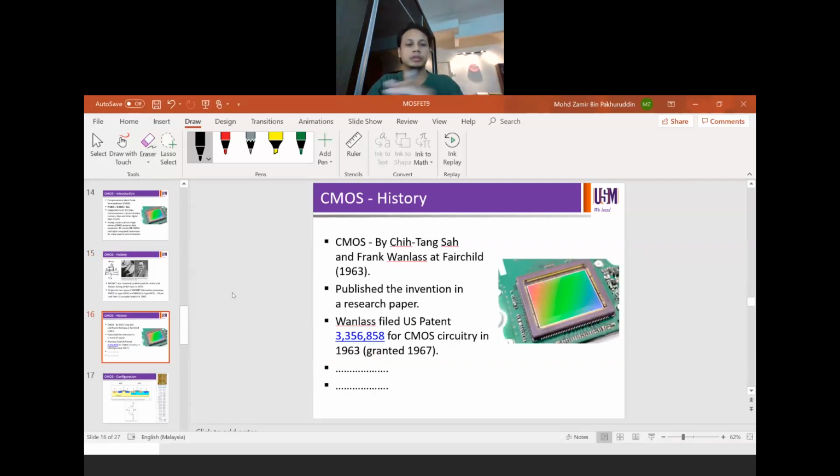Some other history on CMOS. It was first invented by these two guys at Fairchild in 1963, and they published a research paper on this in 1963 as well. Then they filed a US patent for the first CMOS circuitry in 1963, and it was granted four years after that, in 1967. You can read the rest of the history of CMOS, where after the patent was granted, companies took up the technology for fabrication, and so on.